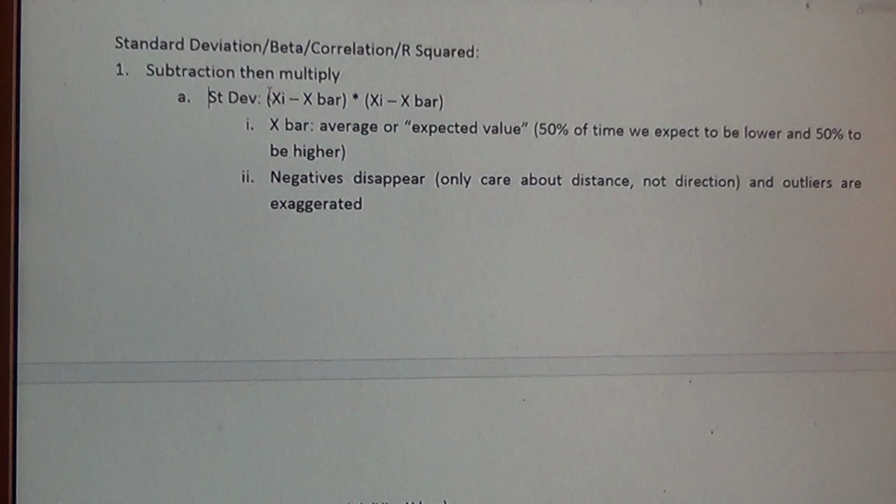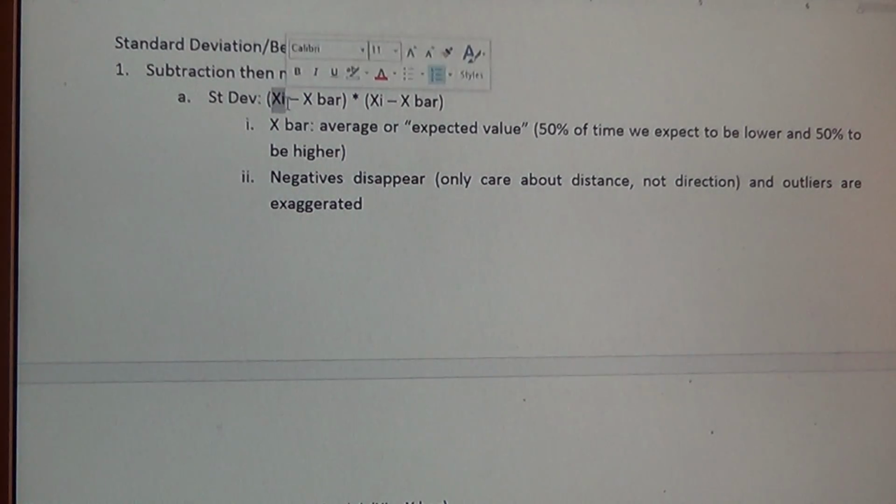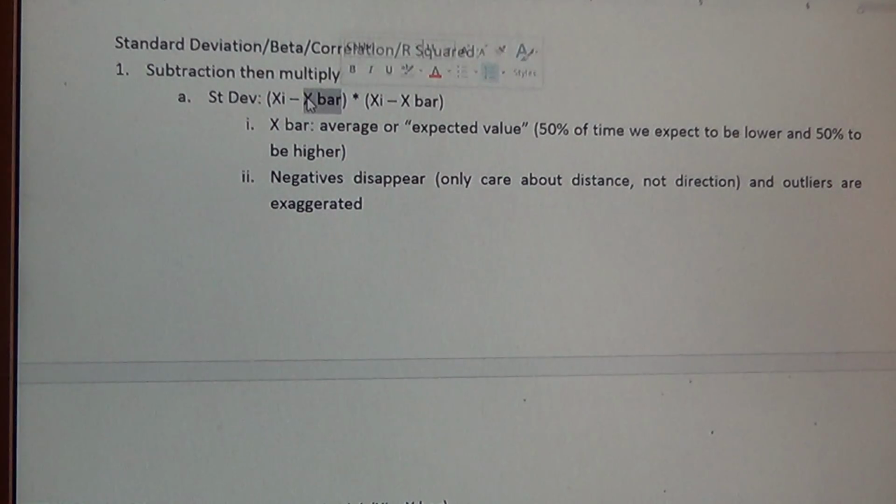So for standard deviation, you take each individual item, subtract the mean, that's what I mean by x bar, and you essentially square that. That's where the subtraction comes in, and then the multiplication comes in. You subtract each item from its mean, you then square it or multiply by itself. By squaring it, all the negatives disappear, which means we only care about the distance from the mean. We don't care if we're above or below, we only care about the distance. So we're considering risk to be how far could you be from the average. That's a very important concept in finance.